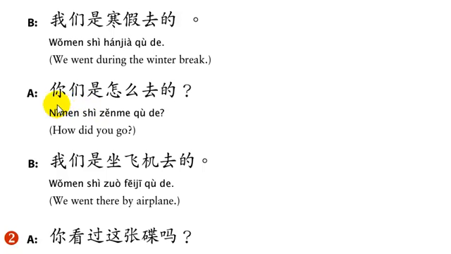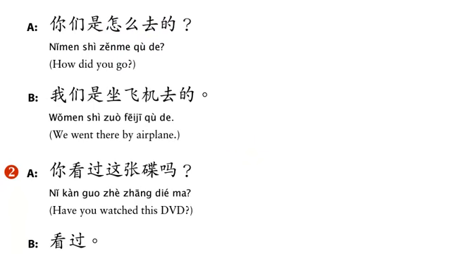Person A then says another question. 你们是, sitting in between the 是 and the 的 is the next question here. 你们是怎么去的? Literally, you all, how go? Proper English, how did you go? How did you get there? 你们是怎么去的? How did you get there?